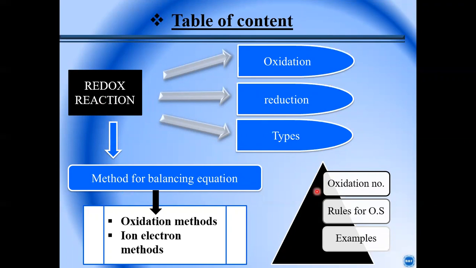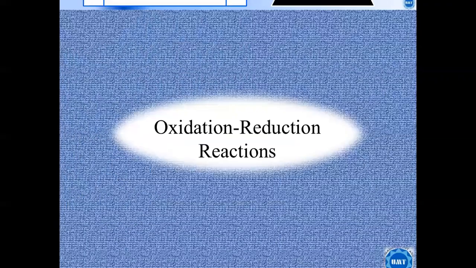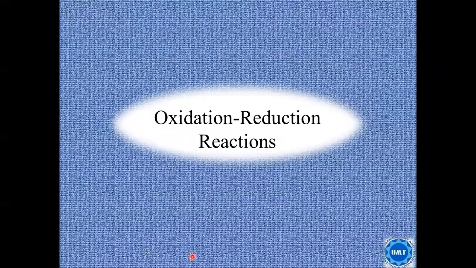Then we should know what oxidation number is, what the rules for the oxidation number are, and what the examples are. Then I'm going to talk about the methods through which we can solve the balancing of chemical equations. The first method is the oxidation number method and the other one is the ion electron method. So what is the oxidation reduction method?